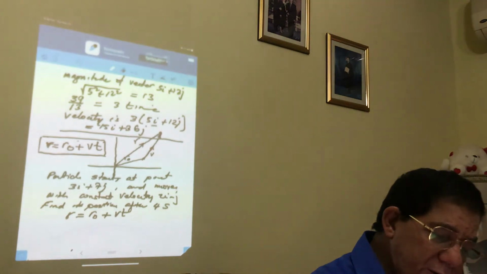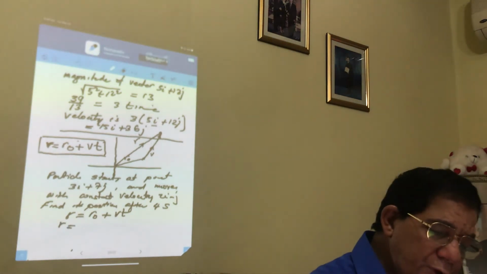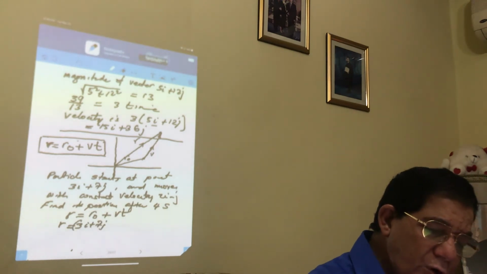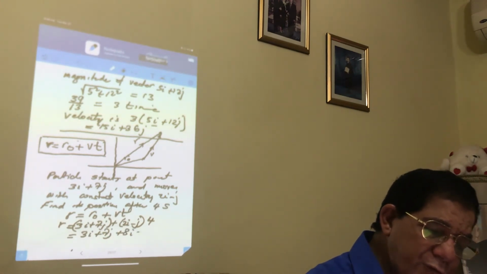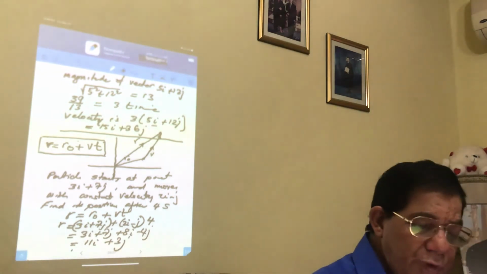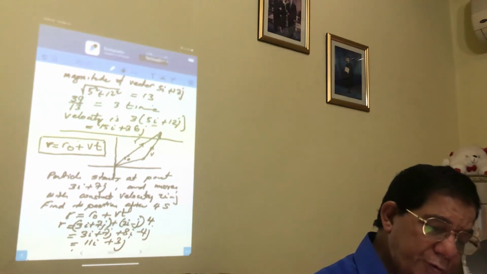We are given R0, 3I plus 7J. We are given the velocity, 2I minus J, and the time 4. Therefore, 3I plus 7J plus 8I minus 4J. Therefore, we get 11I plus 3J. This is the new position.